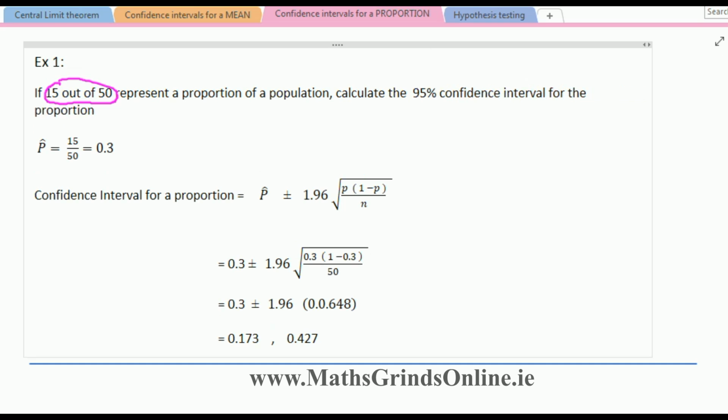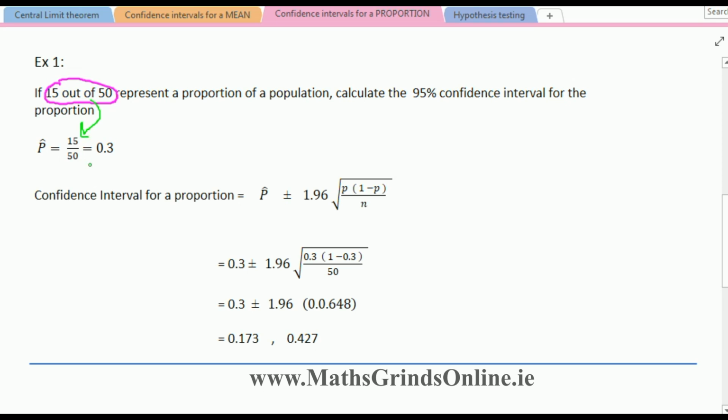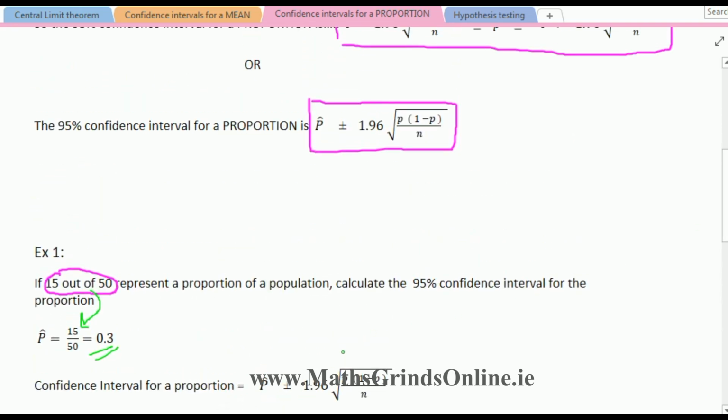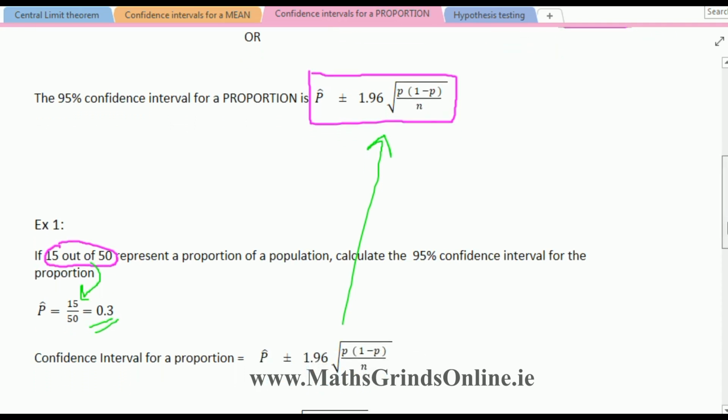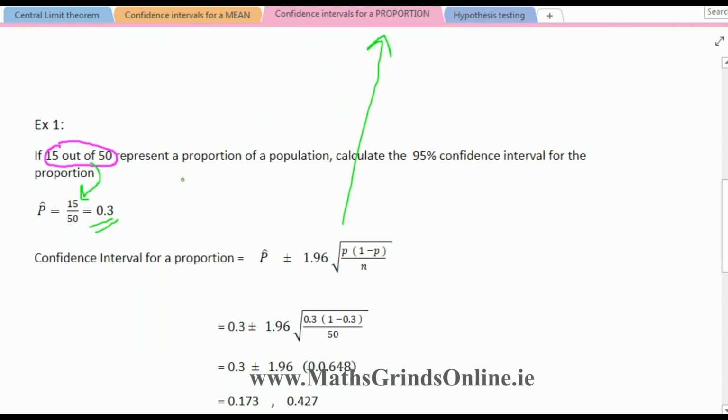Okay, so we'll go straight into this now. The proportion is 15 over 50. That's what we're told in the question up there. Work that out, we get 0.3. Right, the confidence interval, remember, was given to us up here in the formula. So we've already worked out 0.3. That's going to be brought down here, plus or minus 1.96, square root of p, which is 0.3, and in the brackets, 1 minus 0.3, over n.